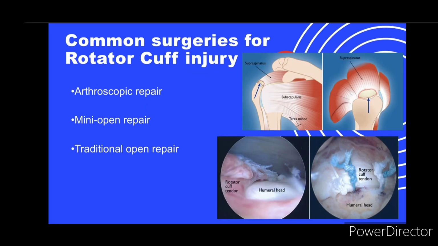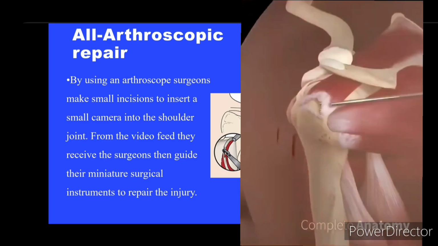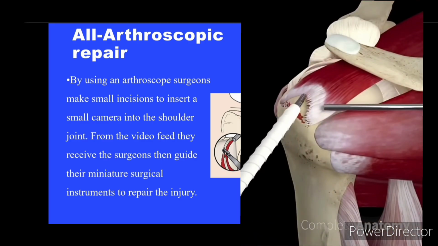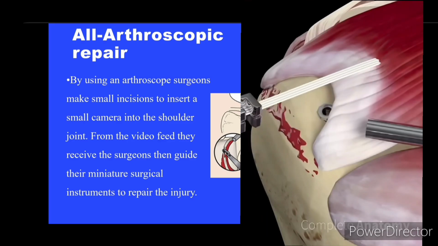The most common repairs for rotator cuff injuries are arthroscopic repair, mini open repair, and traditional open repair. Arthroscopic repair is a minimally invasive procedure where the surgeon uses an arthroscope to repair the injury through the video feed they receive. This allows the surgeon to see any other structural damage that may have occurred.